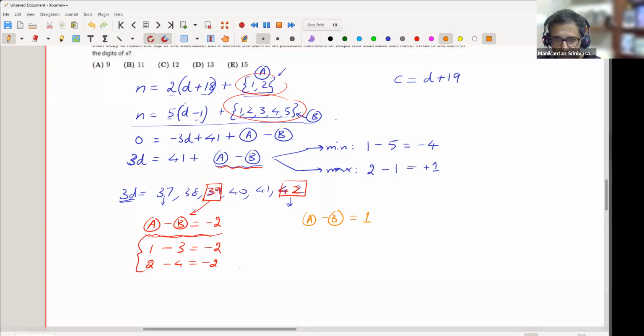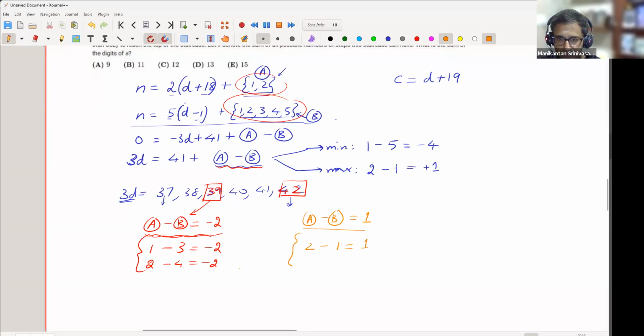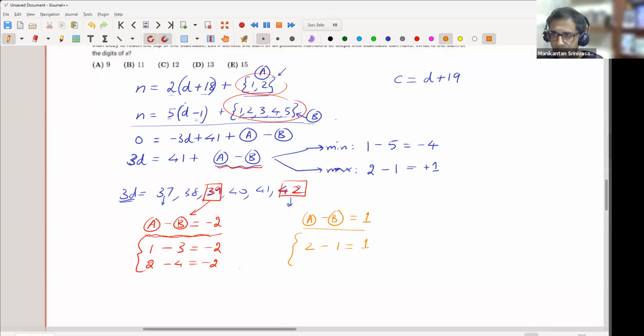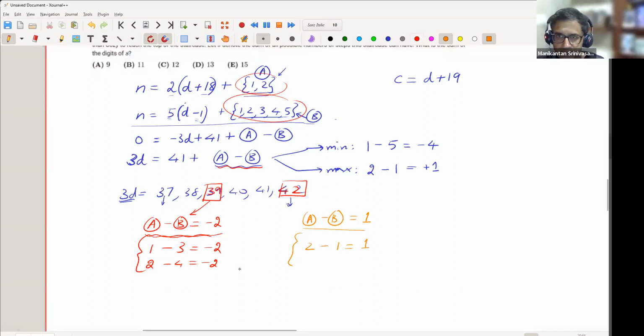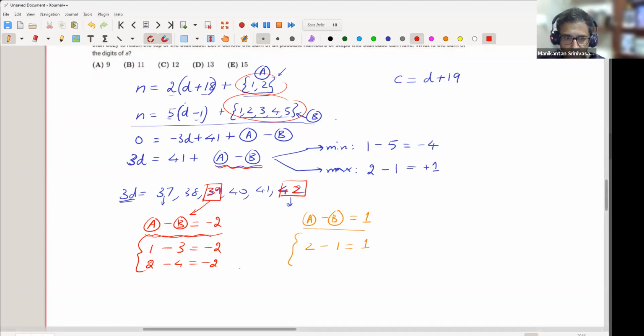Similarly, on this side, to reach A minus B equal to 1, there's only one way: 2 minus 1. That's the only way to reach 1. Now, let's see what each of these cases translates to. Which means in set A, I'm picking 1, and in set B, I'm picking 3. Let's see what that means.